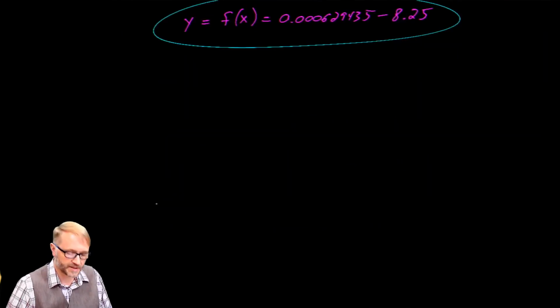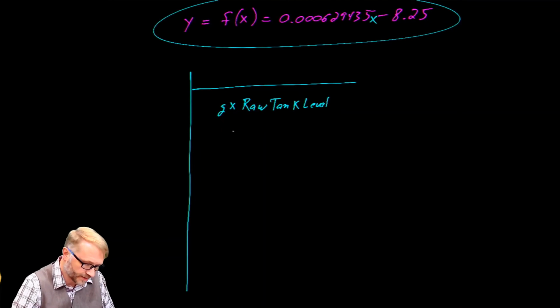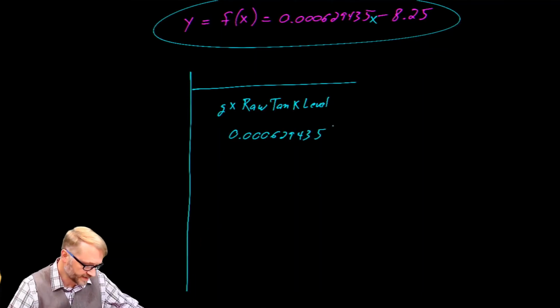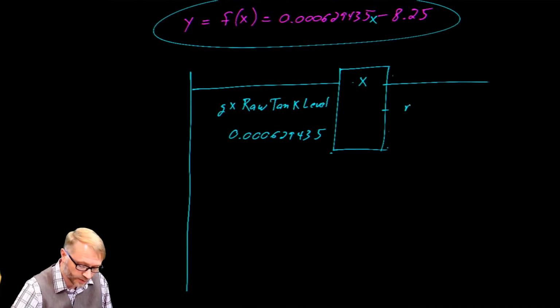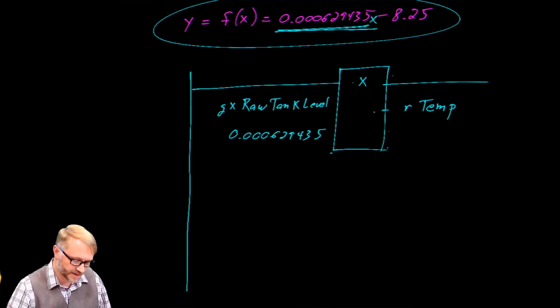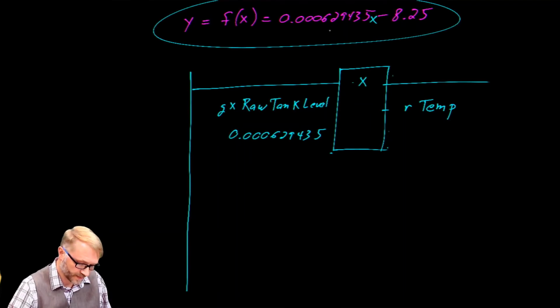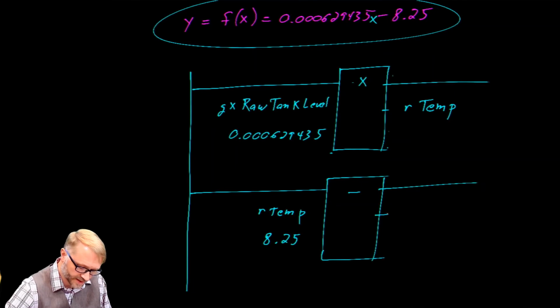In fact, you could build it in ladder logic yourself. So we take our GR raw tank level, which is x, and we multiply that by 0.000629435. We multiply, and we store the values in a location called real temp. Again, that's this part of the operation here. We've multiplied our input, which is the tank, by that slope. The real temp is then brought down to the next rung, where we subtract off 8.25 and put the result in real tank level.